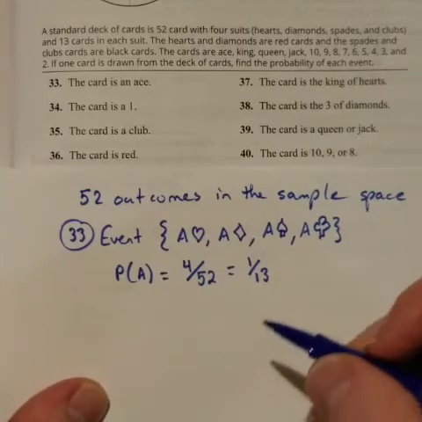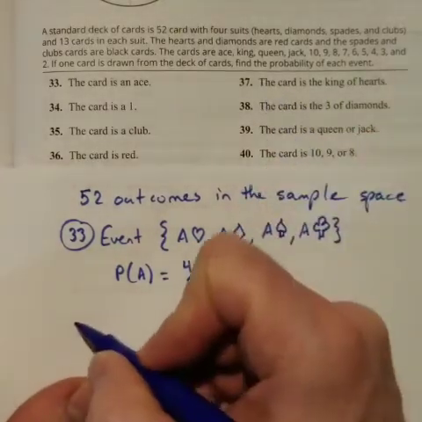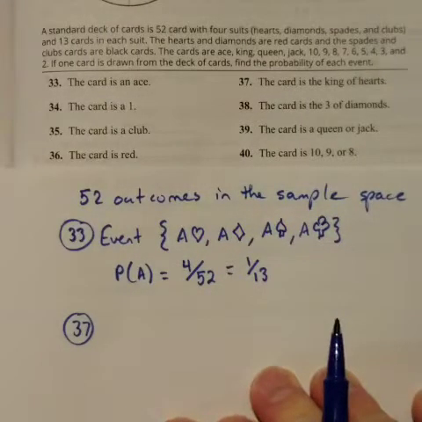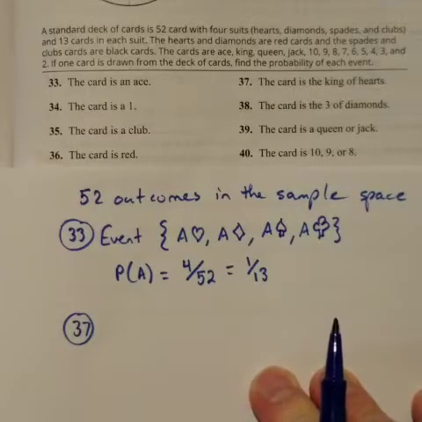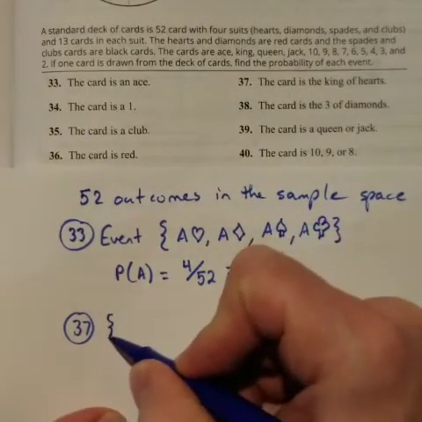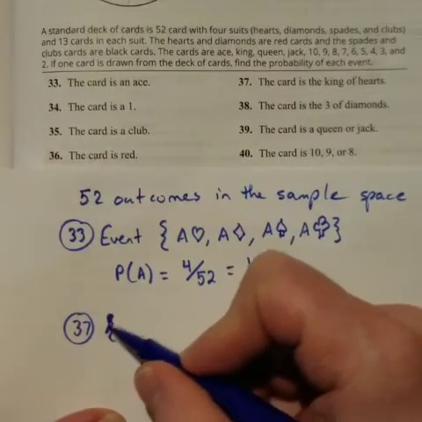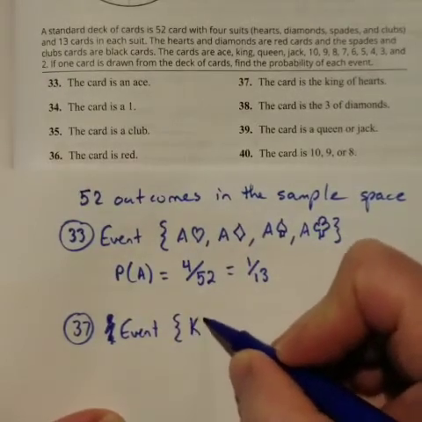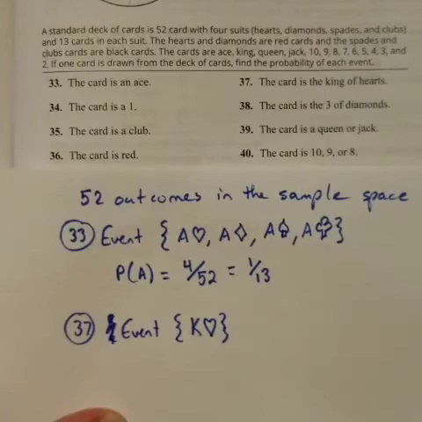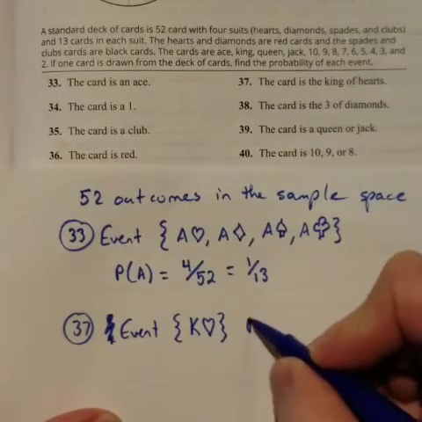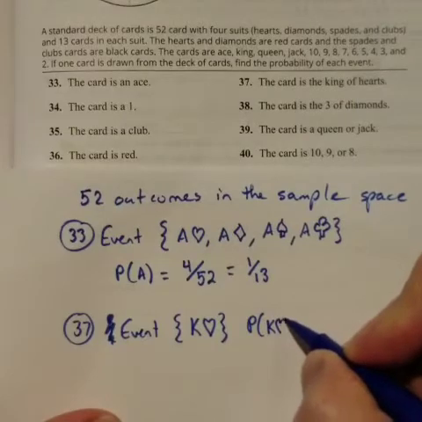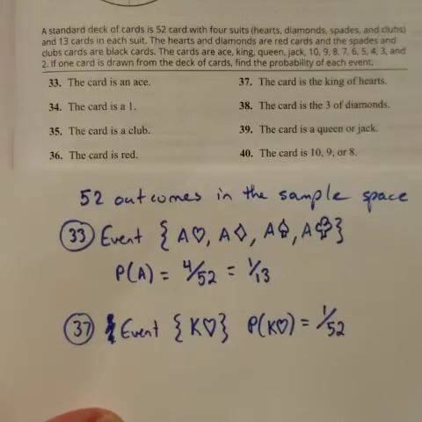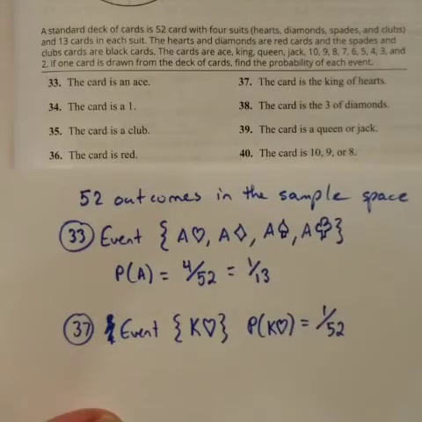Alright, so I'll go across the top here to 37. What's the probability that the card is the king of hearts? Now that is a particular outcome, right? The event is just the king of hearts. That's it. There's only one option in there. And so the probability of the king of hearts would be 1 out of 52. That's a 1 in 52 chance, a fairly low probability.